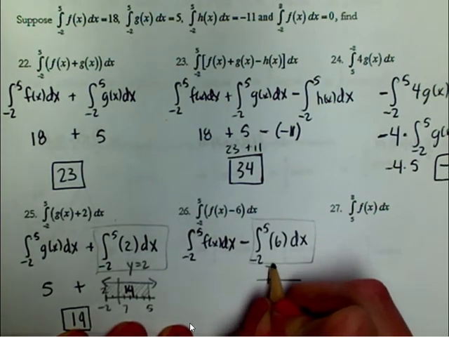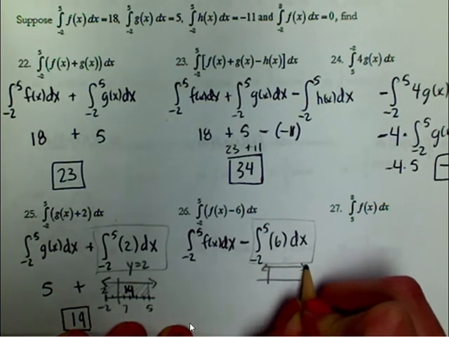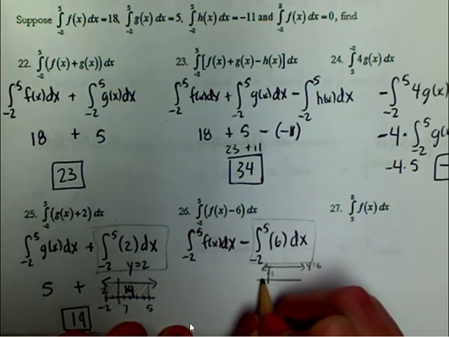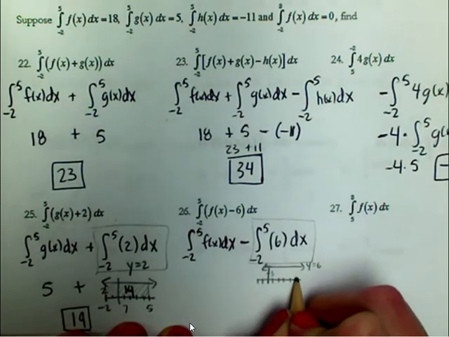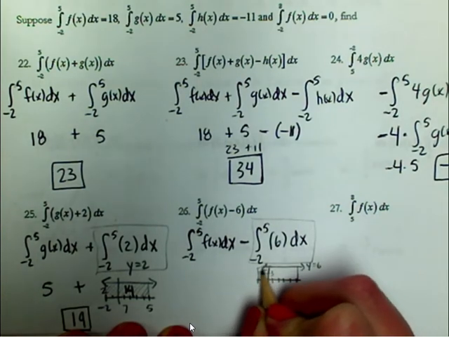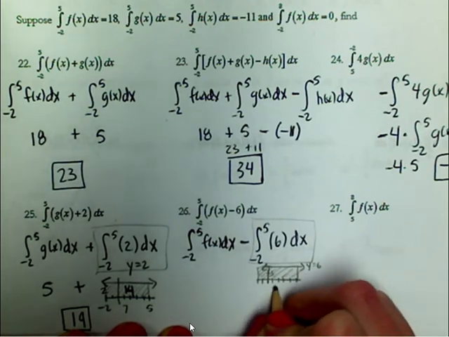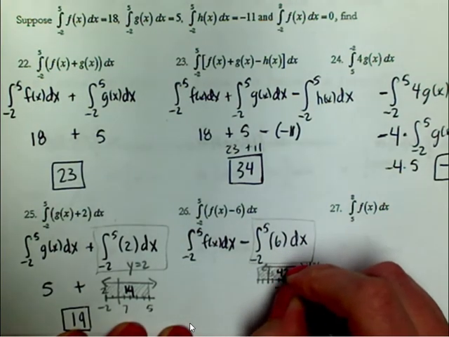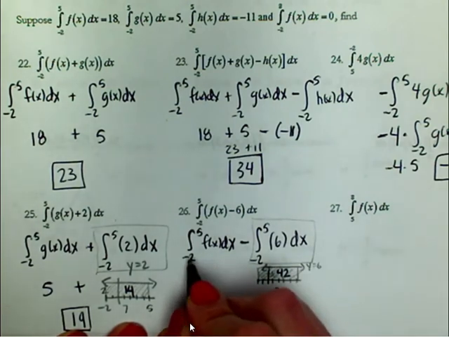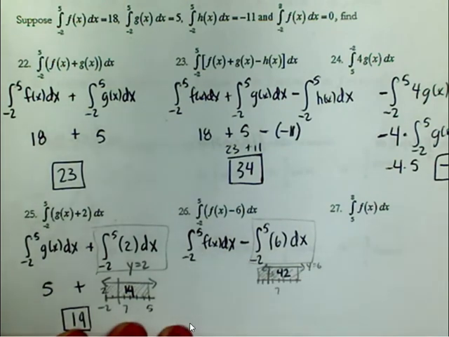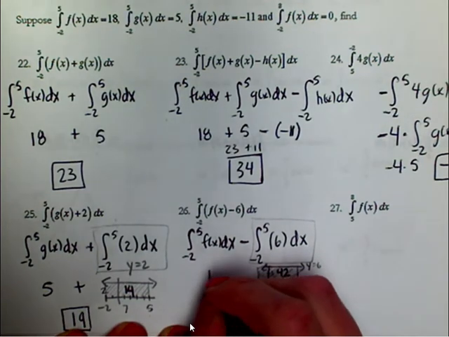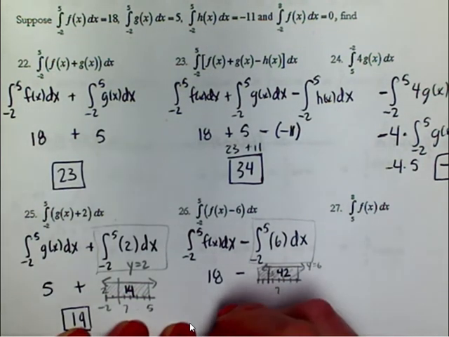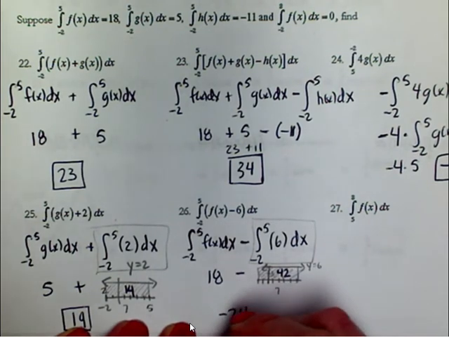Sketch the graph. So this is 6 high. Okay, 1, 2, 1, 2, 3, 4, 5. Okay, so that's 7. So it's 42. 7 by 6 is 42. Now negative 2 to 5 f of x dx is 18. 18 minus 42, negative 24.